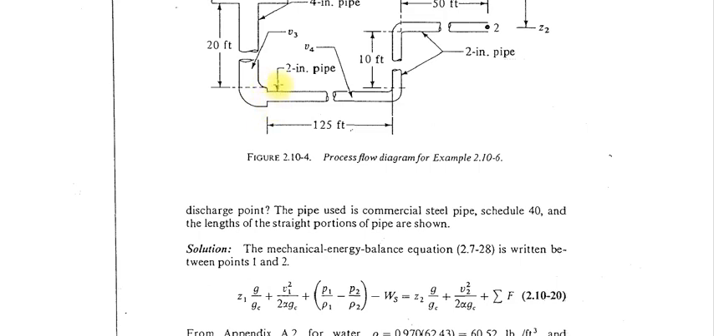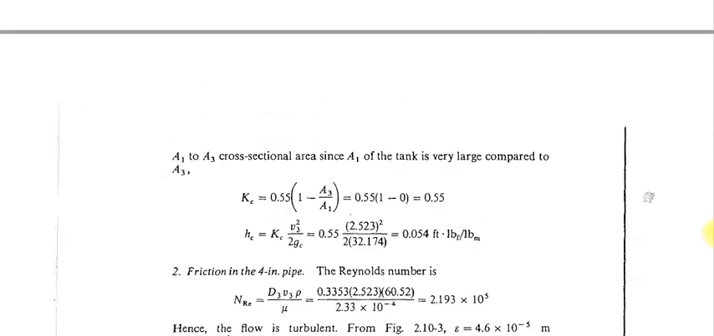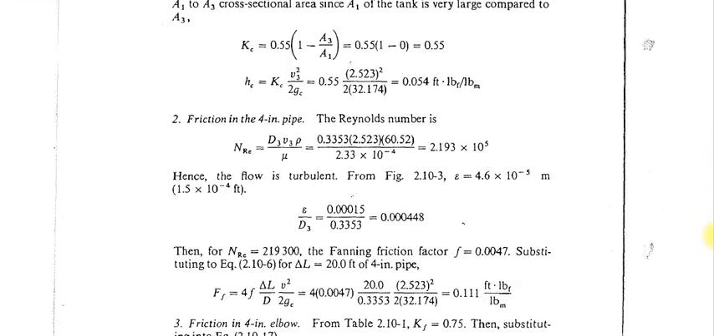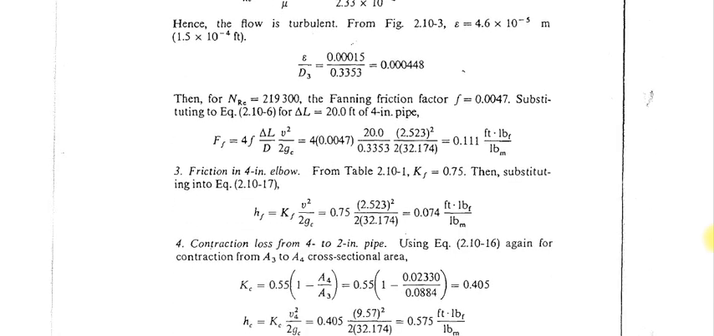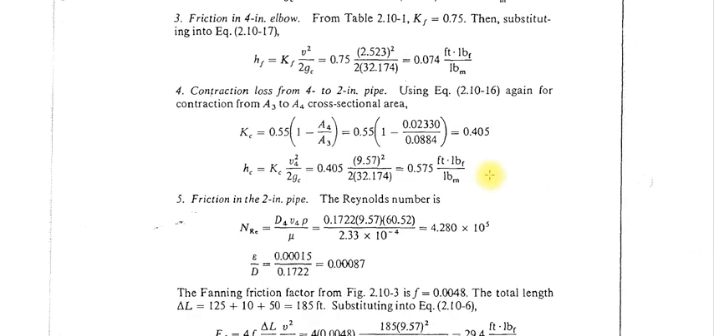Now we will calculate the energy loss due to this contraction from the 4-inch to the 2-inch pipe. Here is the contraction loss from 4-inch to 2-inch. Just calculate the value of A4 and A3, which we have already calculated, 0.02330 and 0.0884. Just substitute the values in this equation. You will get the value of Kc, that is 0.405, and now substitute 0.405 in this equation. It will come as 0.405 multiplied by the downstream velocity.